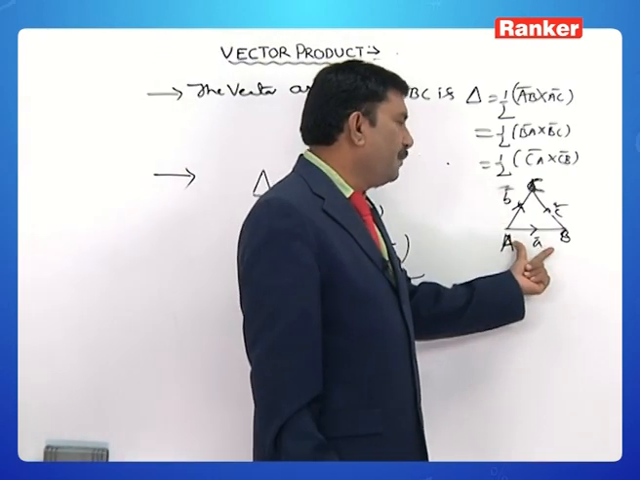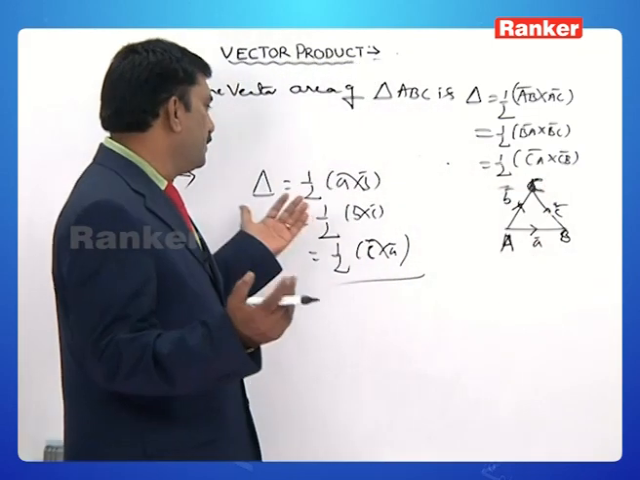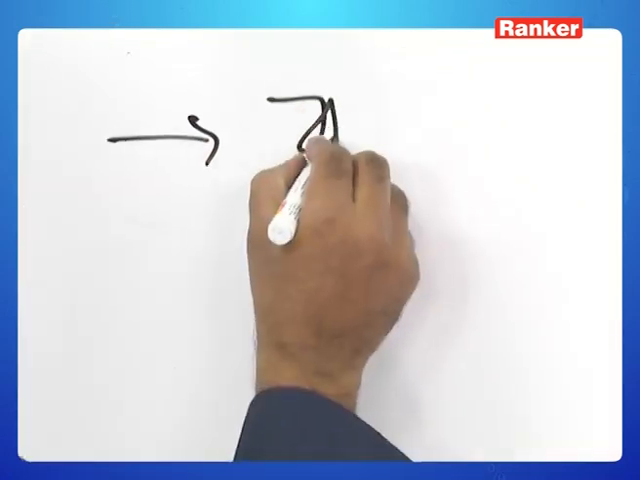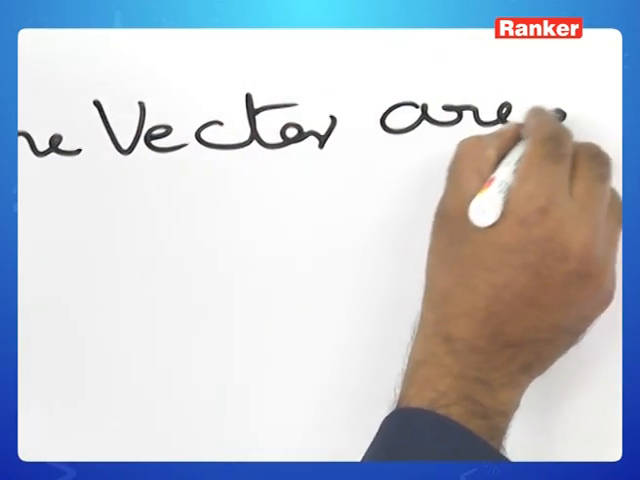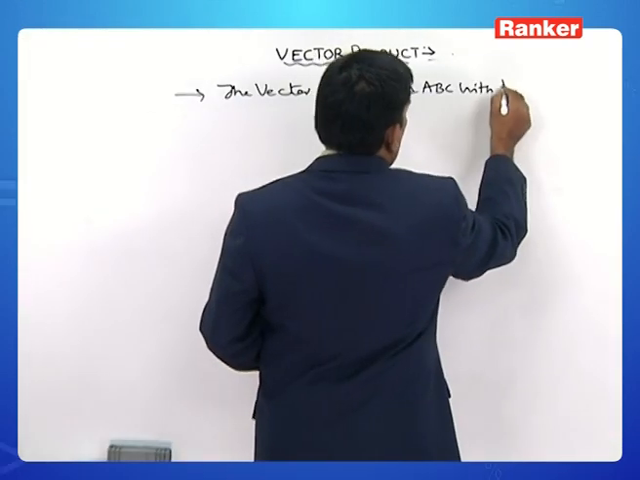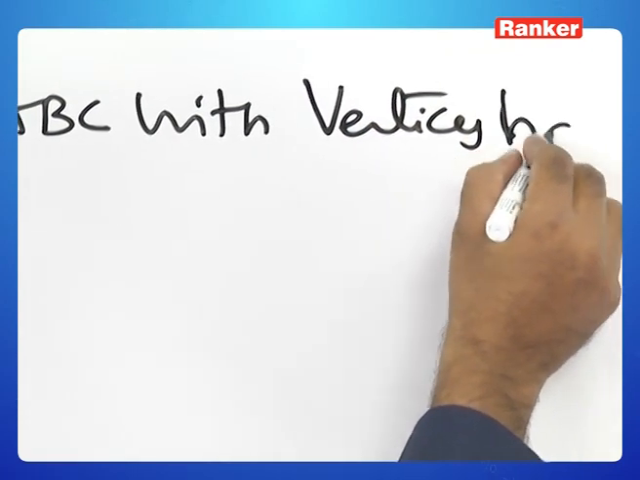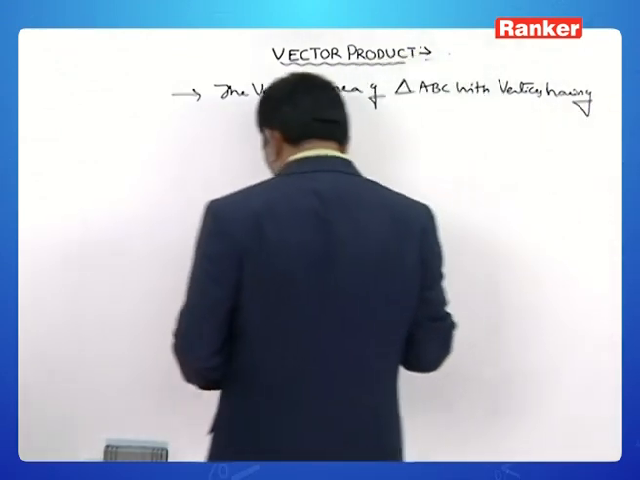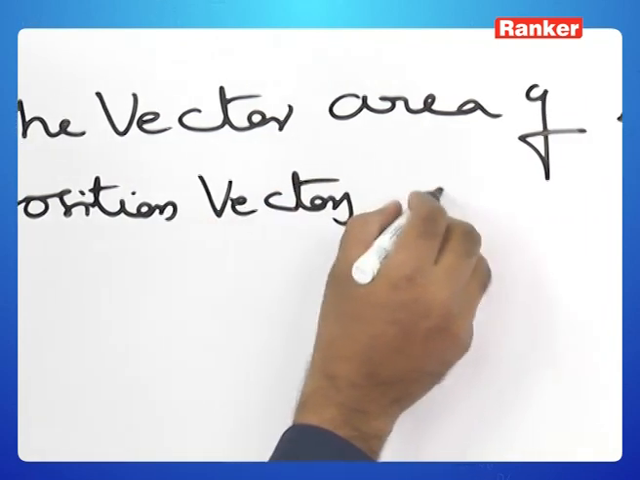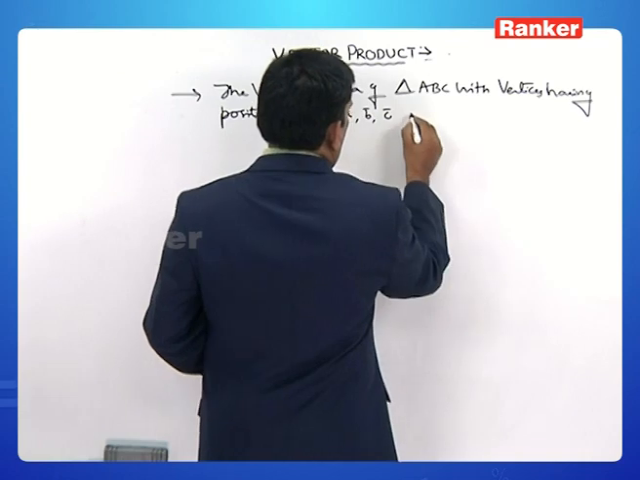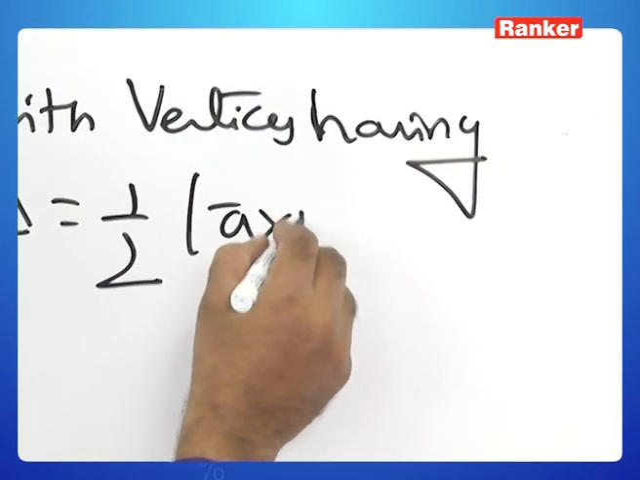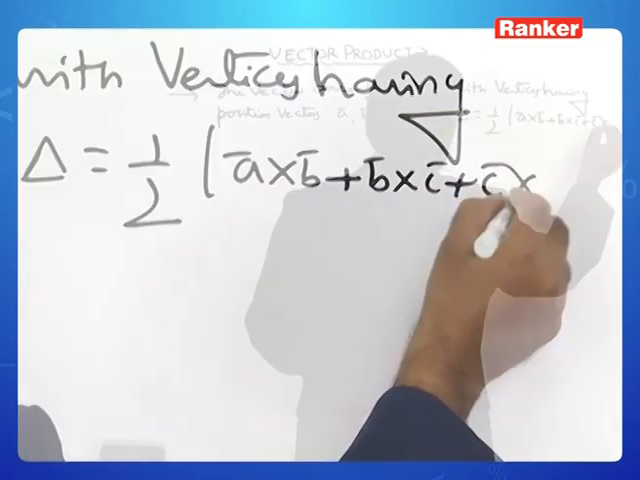If I take AB bar as A bar, AC bar as B bar, and this as C bar, you can also write the area of a triangle is equal to half into A cross B, half into B cross C, half into C cross A. The vector area of triangle ABC with vertices having position vectors A bar, B bar, C bar, then the area of triangle ABC, delta, is equal to half into modulus of A cross B, B cross C, C cross A.